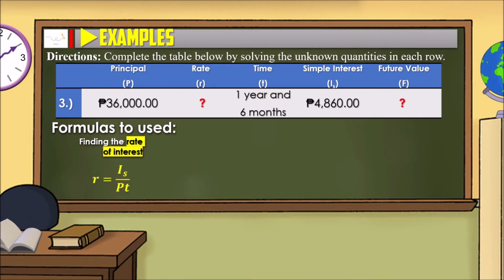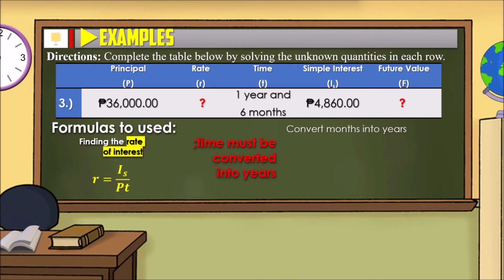Please be noted that time must be converted into year. And how to convert months into years? We need to use this formula. T is equals to number of months divided by 12. In this example, we have 1 year and 6 months. So we need to convert 6 months into year. So we have T is equals to 6 divided by 12, or T is equals to 0.5.